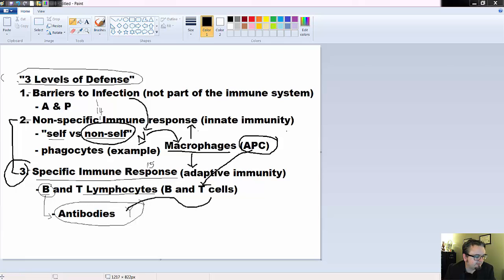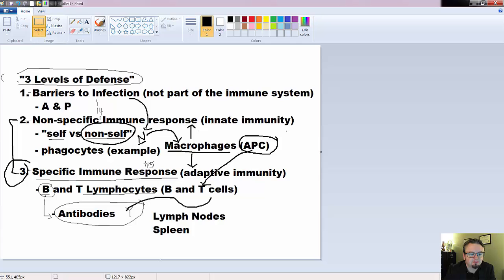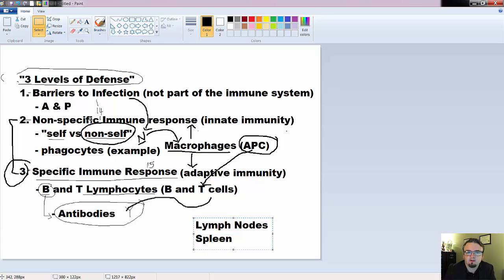Now, just one more note about this here. Let's just stay here actually. These cell types here, the B and T lymphocytes, they tend to be found in two key areas of the body. Now, this is prior to their activation. So before they're activated, they tend to be found in the lymph nodes as well as the spleen. So these cells, before activation, are not just out patrolling the body like we see cells of the second line of the immune system do.